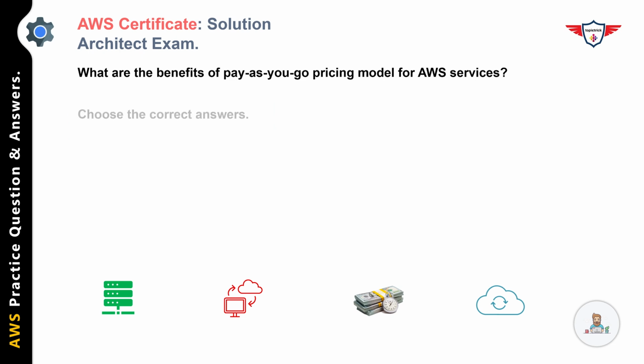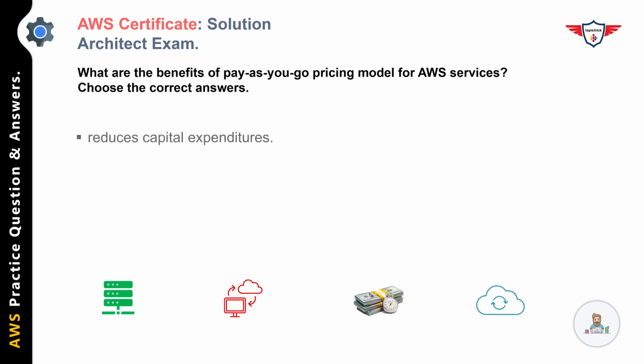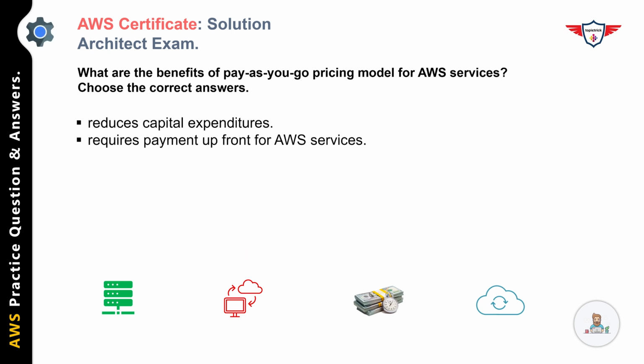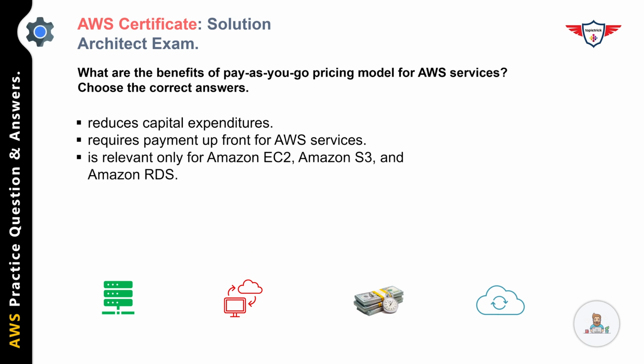What are the benefits of the pay-as-you-go pricing model for Amazon Web Services? The options are: reduce capital expenditure, require payment upfront for AWS services, is relevant only for Amazon EC2, Amazon S3, and Amazon RDS, and the last one is reduce operational expenditure. The correct answer is reduce capital expenditure.